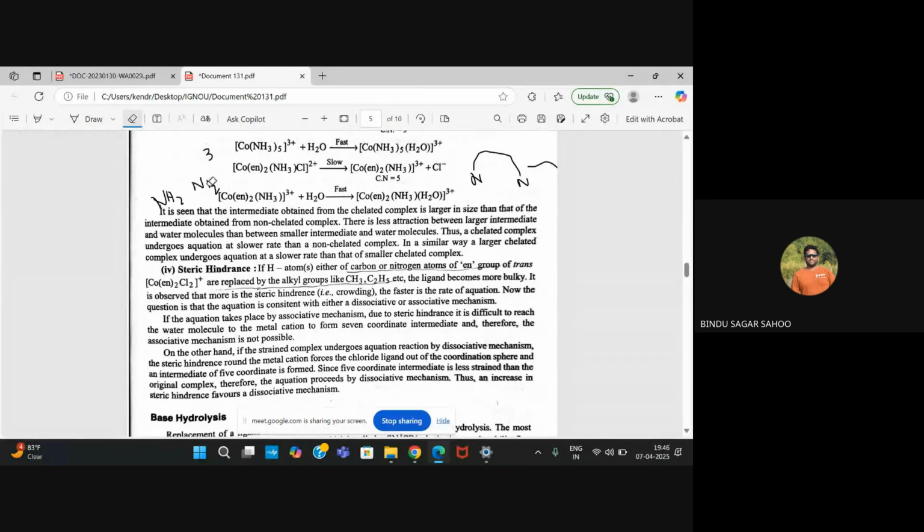in the initial reactant complex will support the dissociative mechanism. It will support the dissociative mechanism. So the steric hindrance will be good for the dissociative mechanism or SN1 mechanism.